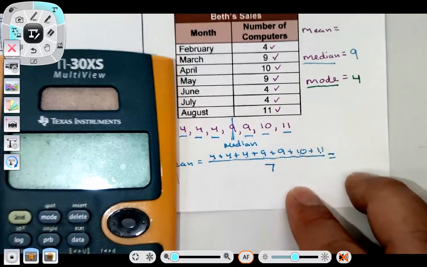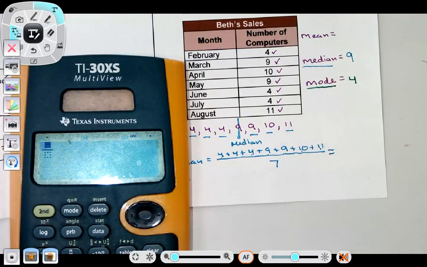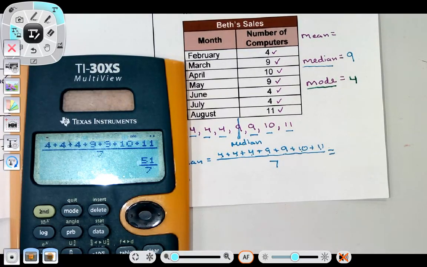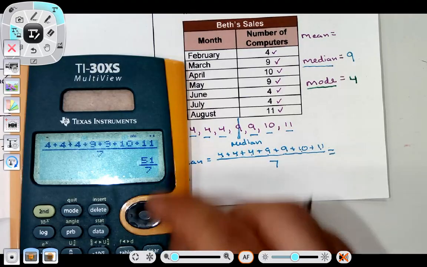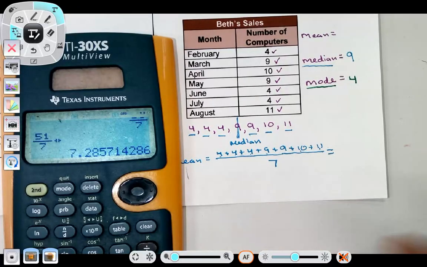So let's see if we can squeeze it in here a little bit better. All right, so here we go. I press the fraction button first. 4 plus 4 plus 4 plus 9 plus 9 plus 10 plus 11. And then at the bottom, of course, the number 7. And so I get 51 over 7. Remember, press the double arrow? And that's our mean right there.